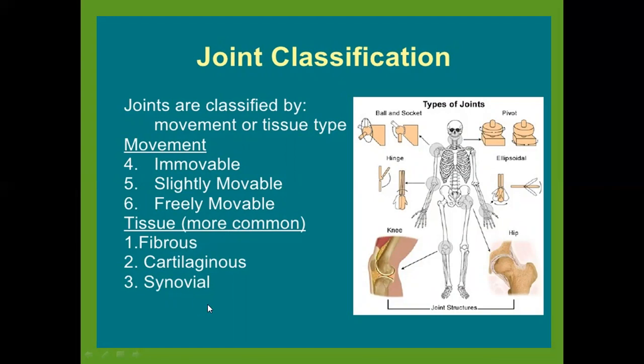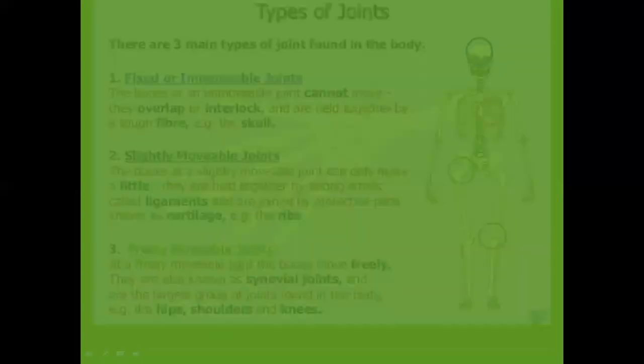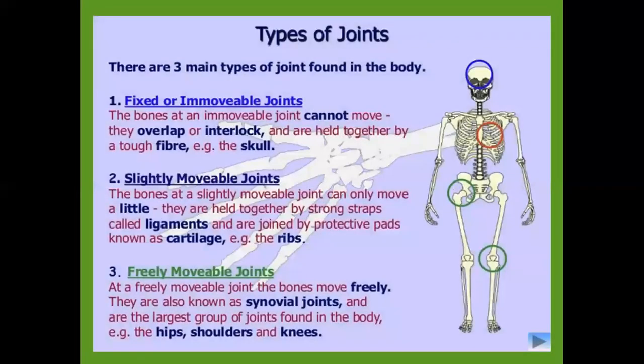Okay. Now, what about the classification? I mean, what about the types? There are three main types of joints. The first one is fixed or immovable joints. Such joints allow no movement, for example, the joints of the skull bones. I will show you the immovable joint in the next slide. Okay, this is the immovable joint.